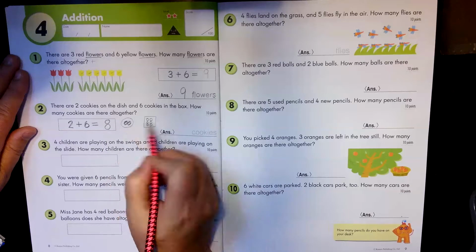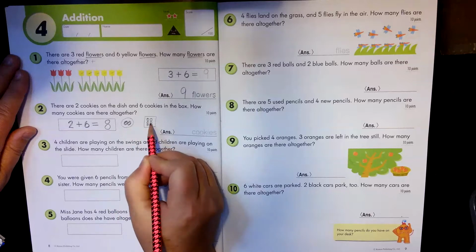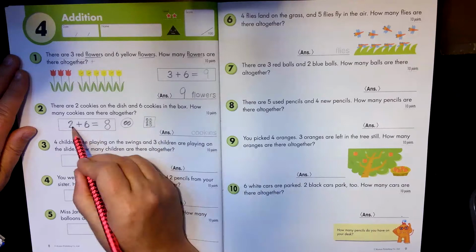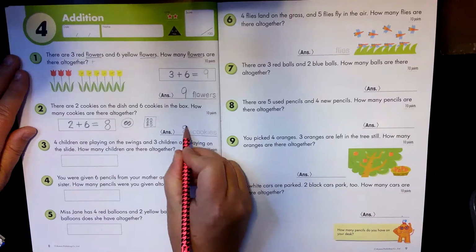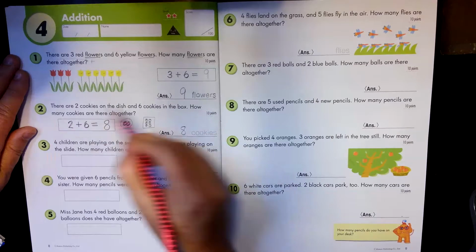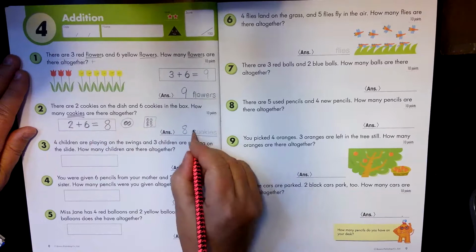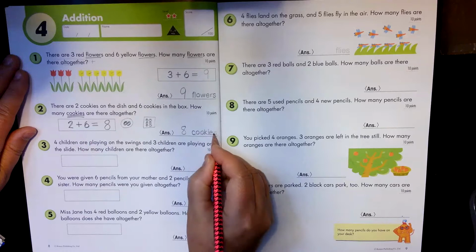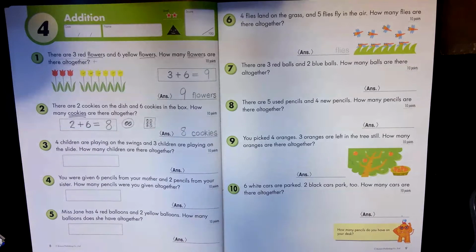Now what happens if I do it the other way? 2, 3, 4, 5, 6, 7, 8. I get the same answer. Addition works the same no matter which number you start from. Okay, so I'm going to write down my answer, 8, and then remember how many cookies. Here's that label word they're looking for. COOKIES.